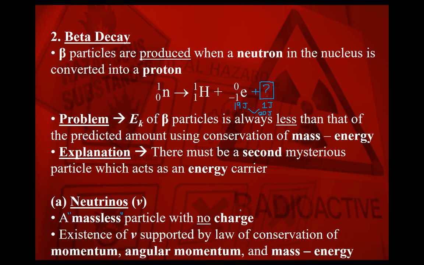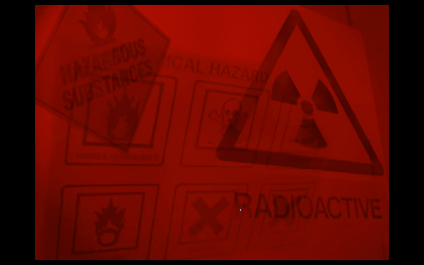However, if we include the neutrino in our beta decay equation, then its existence is supported by conservation of mass energy, conservation of momentum, and conservation of angular momentum. So the existence of it is supported. I believe physicists have actually proven the existence of the neutrino. It's just really tough to do. I think it took them a lot of years to figure out how to prove this thing does exist. So beta decay is a little bit tougher because we're missing this particle.